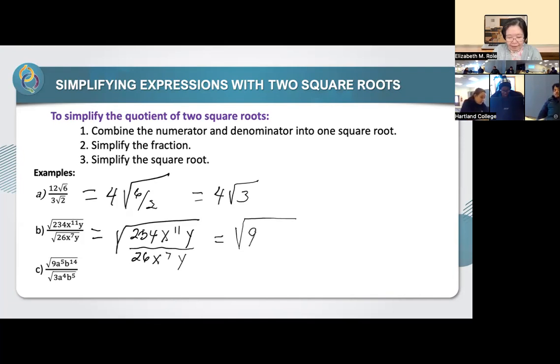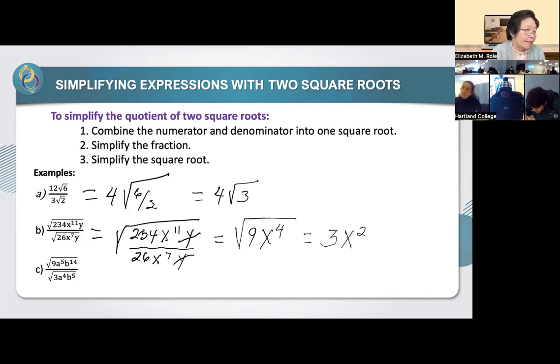x to the 11th divided by x to the 7th. x to the 4th. Good. y and y will just be equal to 1, right? So we can just cancel it out. All right, good. Final answer? 9x to the 4th, so 3x squared. Correct? The square root of 9 is 3. The square root of x to the 4th is x squared. Just be careful: divide the exponent by 2. That looks simpler.